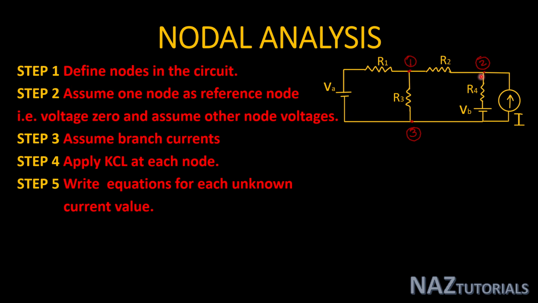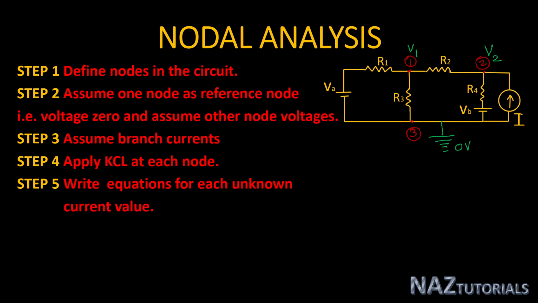We already defined the nodes in the circuit, and our second step is to assume one node as the reference node and assume the other nodes have some voltage values. So here we will assume node 3 as the reference node, that is 0 volt, and at node 1 we will assume node voltage V1, and at node 2 we will assume node voltage V2.